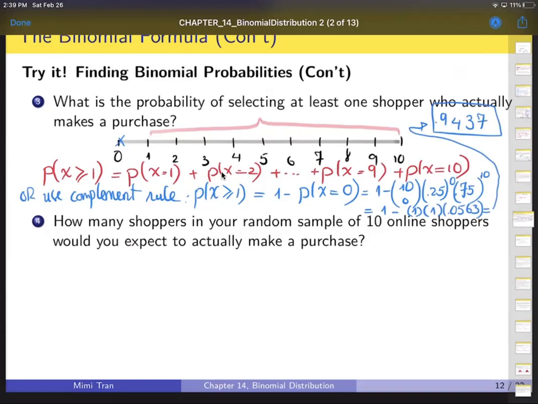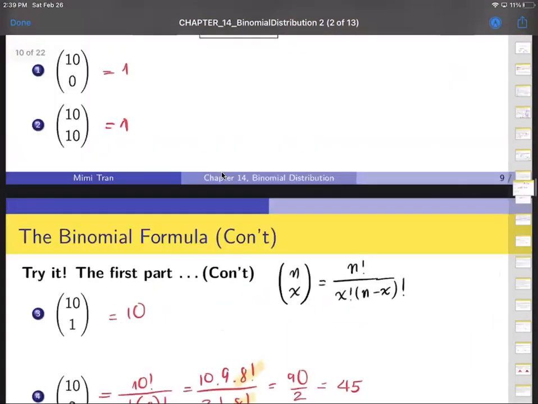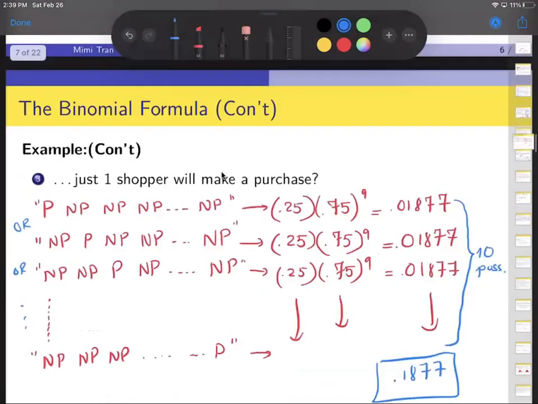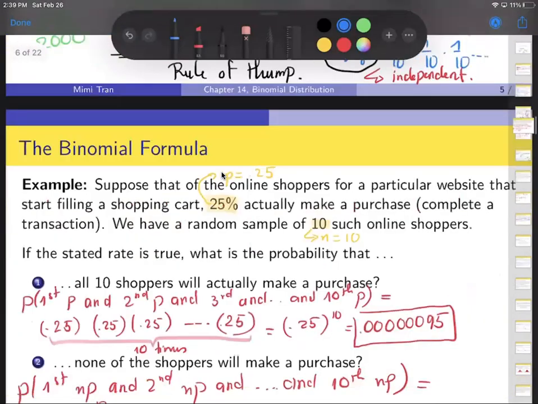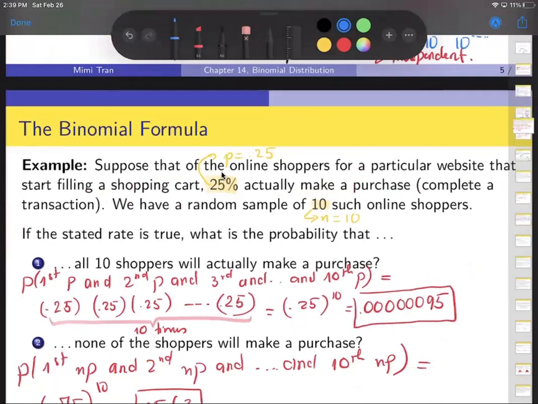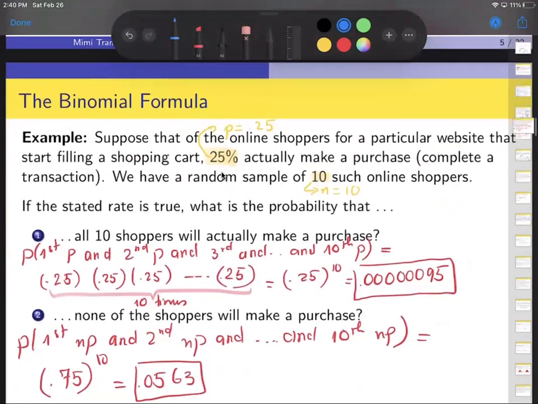Now, at least one making a purchase is not the same as all making a purchase. Remember the first question here, all 10 shoppers making a purchase, and you'll be looking at it like that. I mean, it looks the same thing, right? You have one from 1 to 10, but this is a different argument. What I meant in the first one is all of them making a purchase at the same time, right? So first and second and 3 and 4, that's rare, right? All 10 of them.